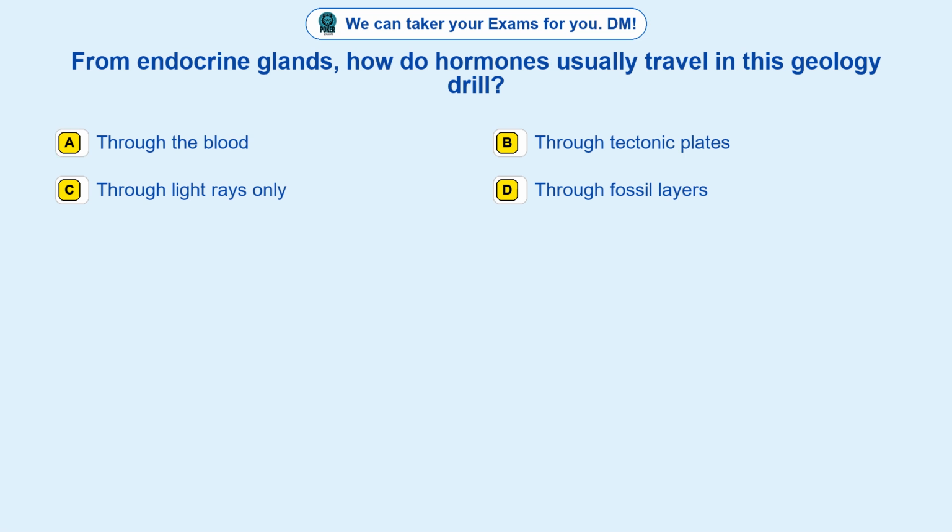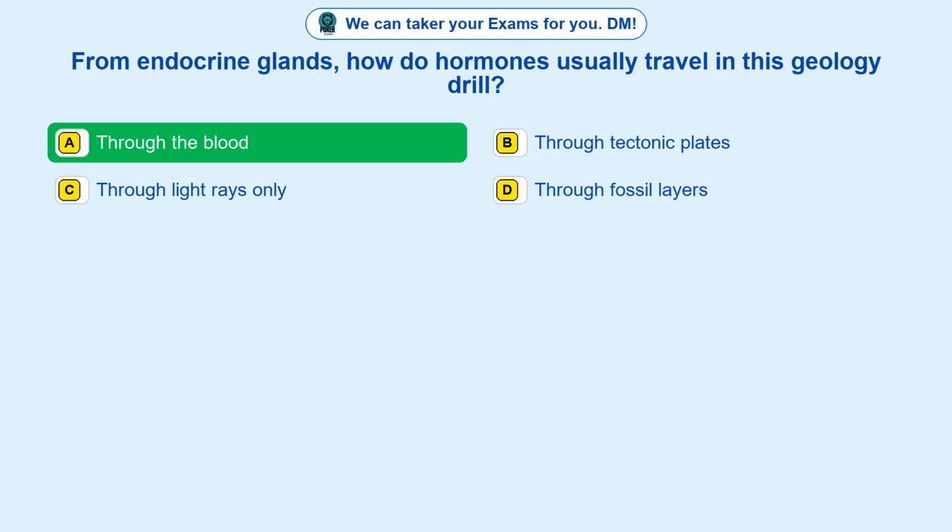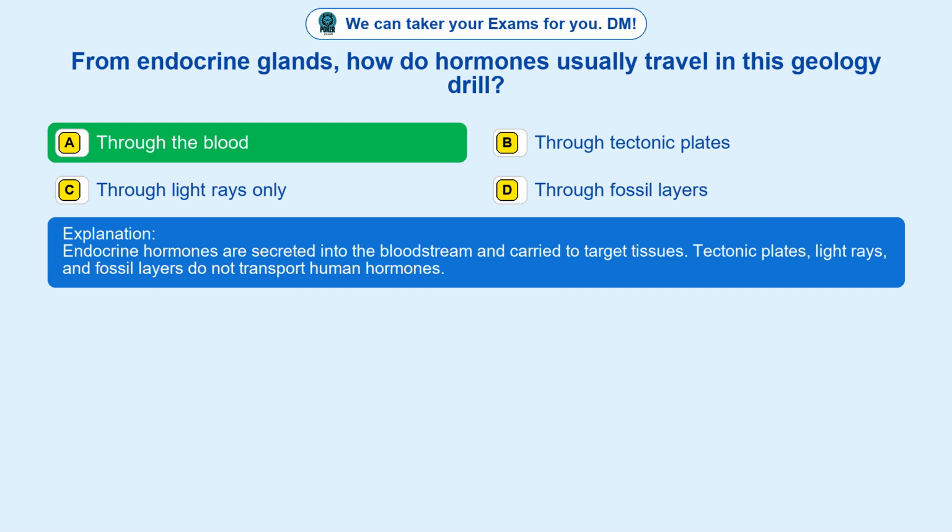Question 28. From endocrine glands, how do hormones usually travel in this geology drill? Option A. Through the blood. Option B. Through tectonic plates. Option C. Through light rays only. Option D. Through fossil layers. The correct answer is option A. Through the blood. Endocrine hormones are secreted into the bloodstream and carried to target tissues. Tectonic plates, light rays, and fossil layers do not transport human hormones.